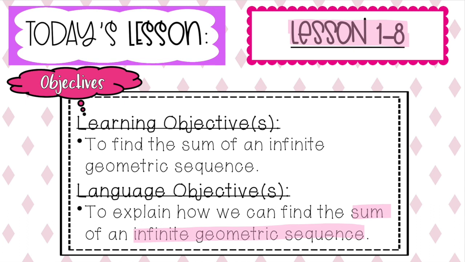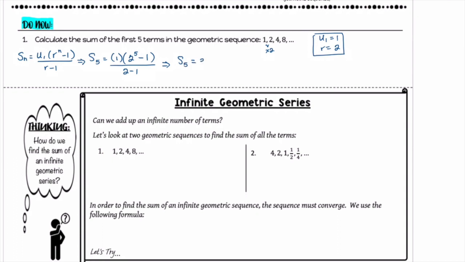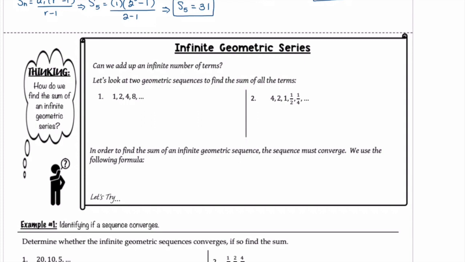So let's take a look at today's do now. Let's calculate the sum of the first 5 terms in the geometric sequence. I want you guys to try this one on your own. Okay, so the sum of the first 5 terms of this geometric sequence is equal to 31. Let's look at today's thinking.